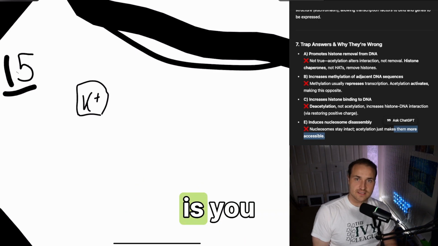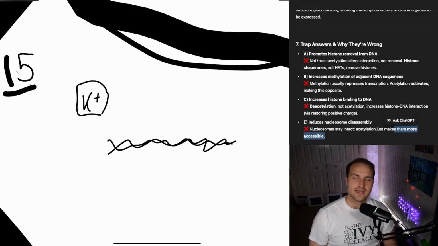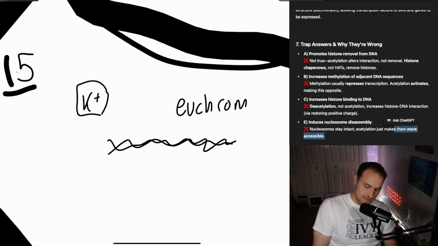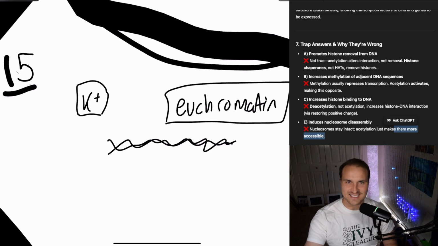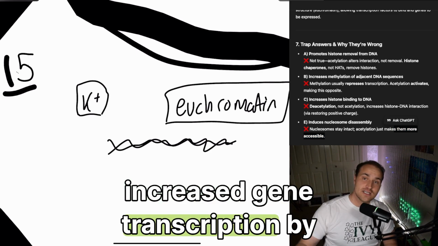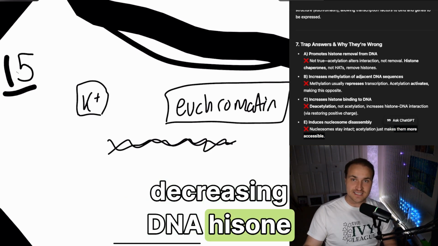So the way to think about this is you've got your windy DNA. And histone acetylation is when you have your chromatin unwinding, euchromatin. If you check out First Aid, it's one of the first topics. I know this because over the summer I would sometimes say I'm going to learn the whole First Aid, and then I would keep reading that page, never getting past it. You can do it. But yeah, so increased gene transcription by decreasing DNA-histone affinity.